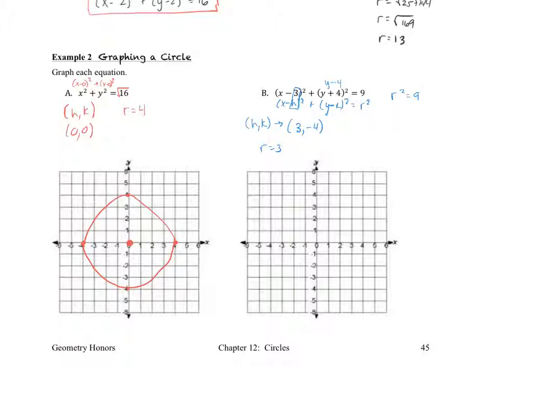So I'm going to start at 3, negative 4. That's my center, and then a radius of 3, so I can just go out in all directions. 1, 2, 3. And you can see that my circle will look approximately like this.